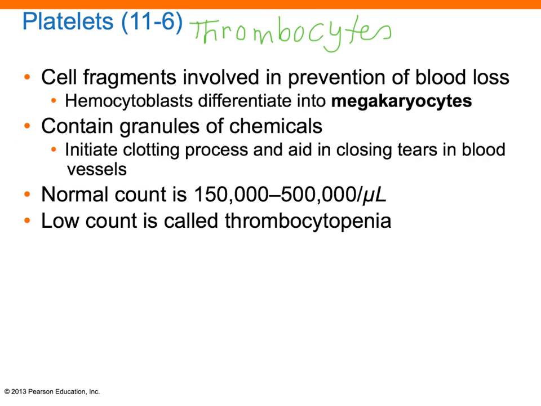Shortly, we will go into the details of the clotting process, but the platelets do contain granules of chemicals that help initiate that clotting process. The normal count for platelets would be between 150,000 to 500,000 per microliter of blood. If you have less than that, then that is considered thrombocytopenia, which is a low count.